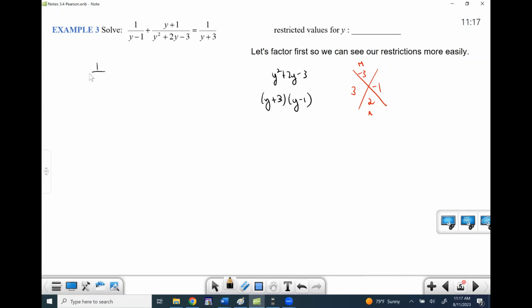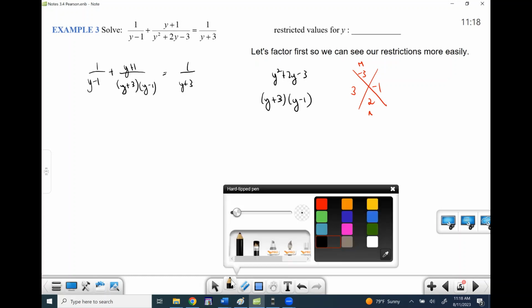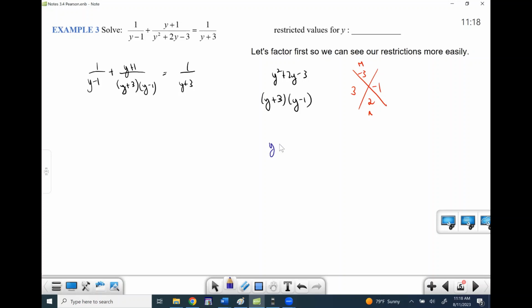So we can take our original problem and rewrite it in the following way. Now it's so much easier to get these zeros, right? We have to set the denominators equal to 0 to get our restrictions. So y minus 1 can't be 0, because we can't have zeros in the denominator. Y plus 3 can't be 0. And it looks like we just have repeats, huh? Y minus 1 and y plus 3. So we'll just solve these two equations.